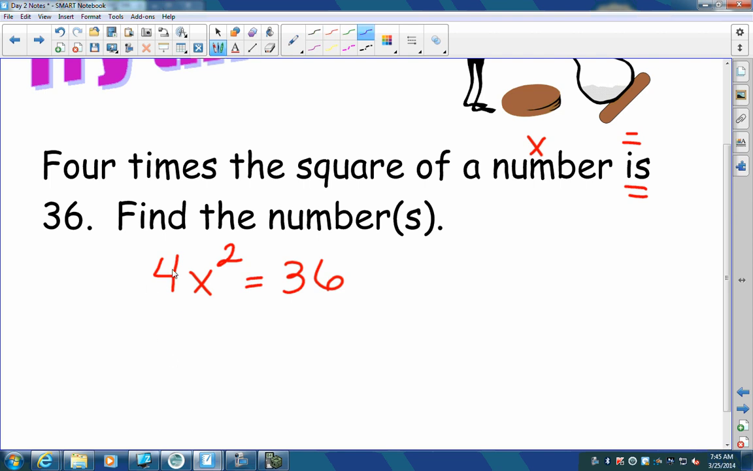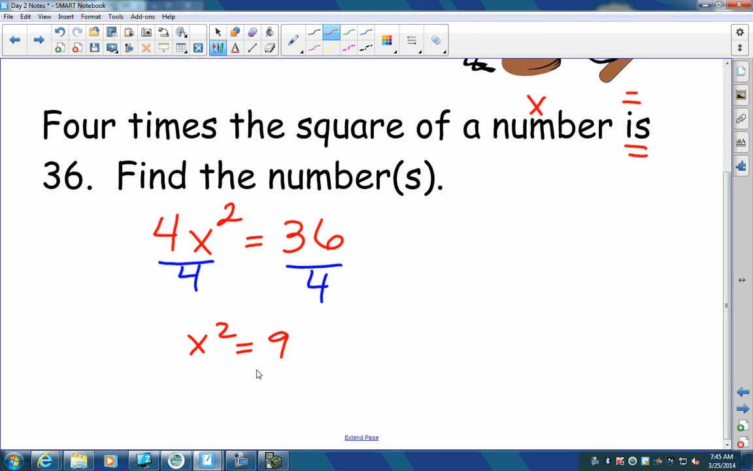First, let's get rid of this 4. If I can divide a 4 out of everything, get rid of it. So if I divide by 4, I get x squared equals 9. Okay? Now, if I move this over the way we know how to do it by factoring, I subtract 9 from each side. I get x squared minus 9 equals 0.